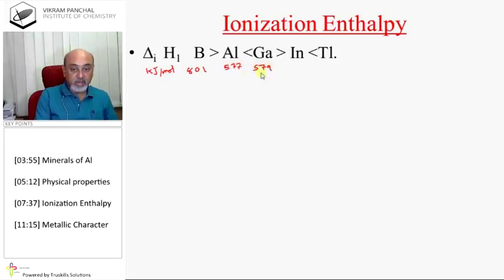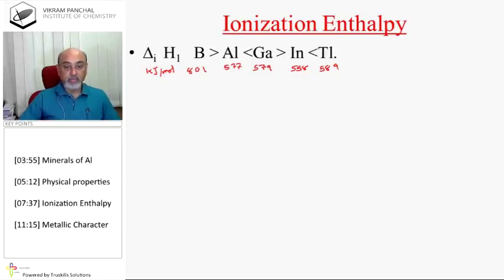Gallium 579. There is very little difference between the first ionization enthalpy of aluminium and gallium, but we can say that aluminium has less ionization enthalpy than gallium. Indium is 558 kilojoule per mole, and thallium again 589 kilojoule per mole. So this is the trend in the 13th group.